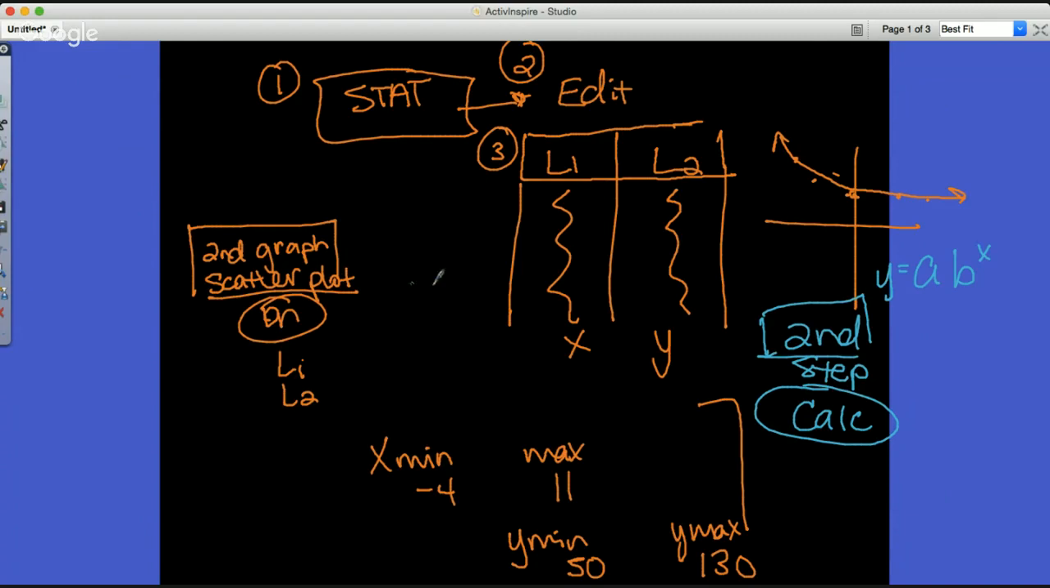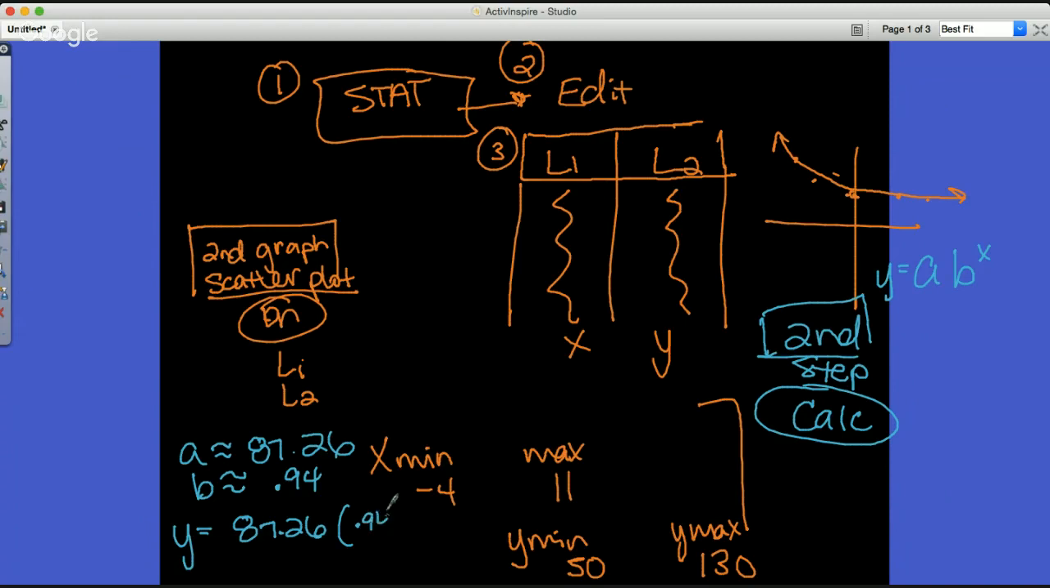If you press enter after that, I got that, and I'll put it down here. A is approximately 87.26, and B is approximately 0.94. Okay, so my equation would be y equals 87.26 times 0.94 to the x power. That right there is good to go, and that's the answer for my problem from that regression.